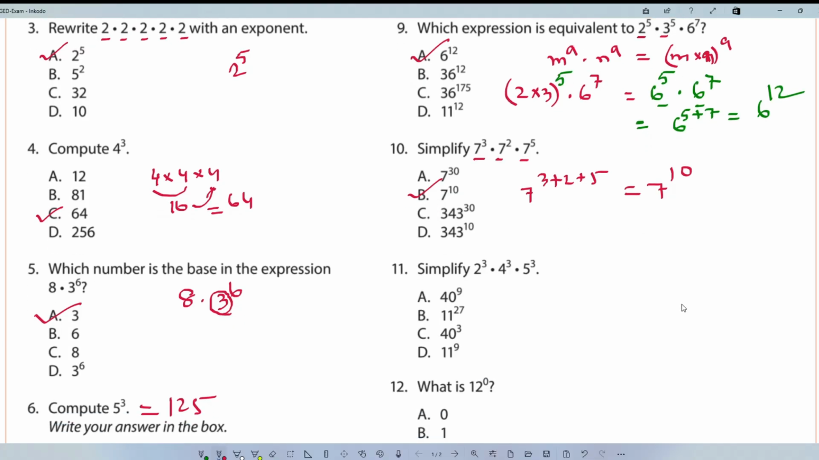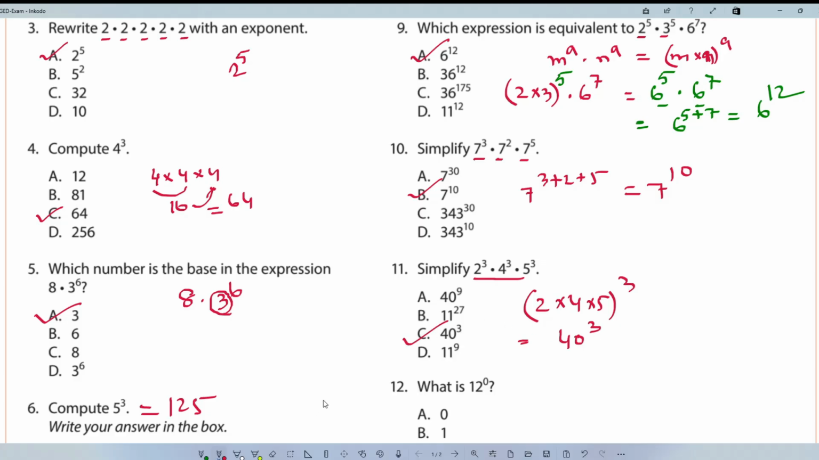Okay, number 11, simplify. 2 to the power 3, 4 to the power 3, 5 to the power 3. So what will be the answer? Look, here is 2, 4, 5. Among all the numbers, the power is 3. So 2 into 4 into 5, to the power 3. 2 times 4 means 8. 8 times 5 means 40, and the power is 3. So our answer is number C.